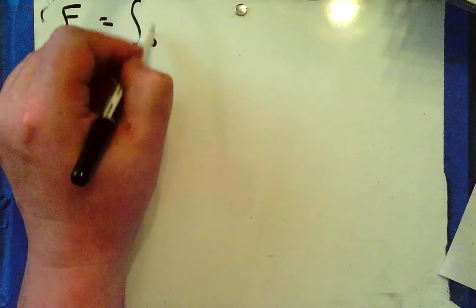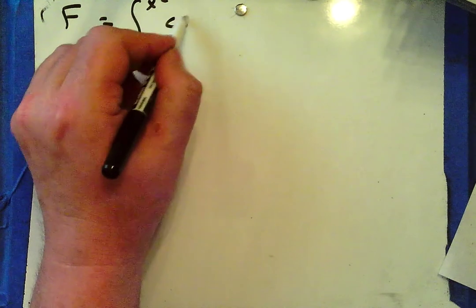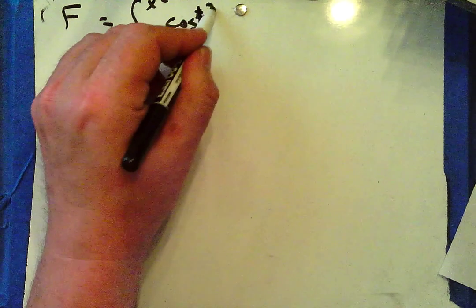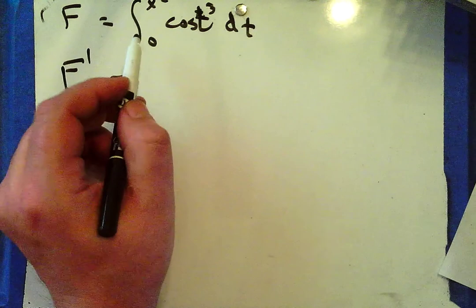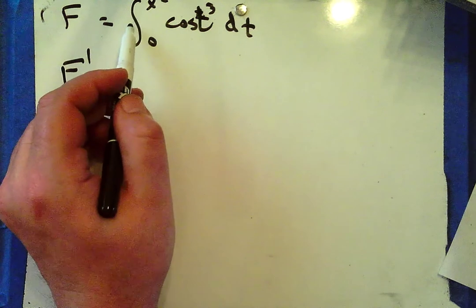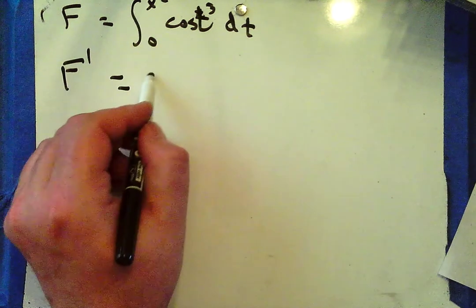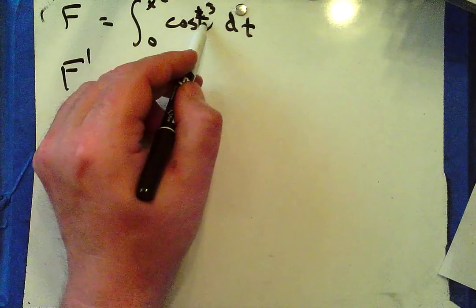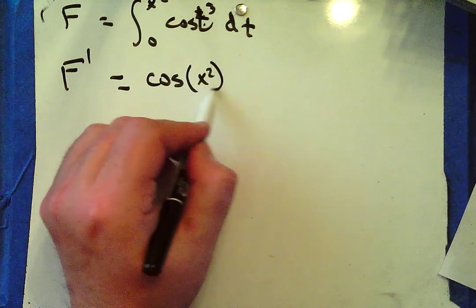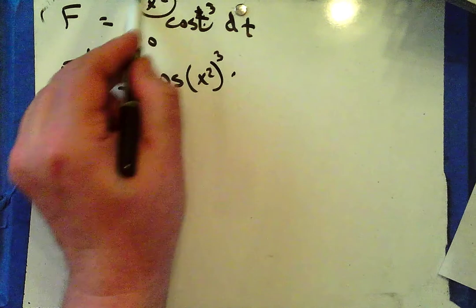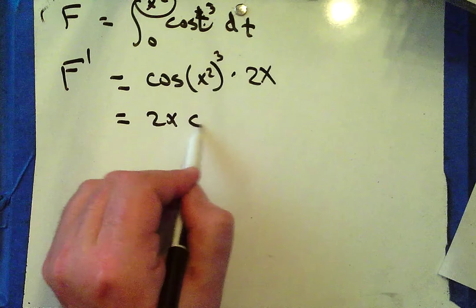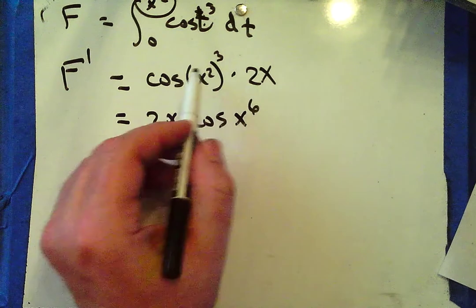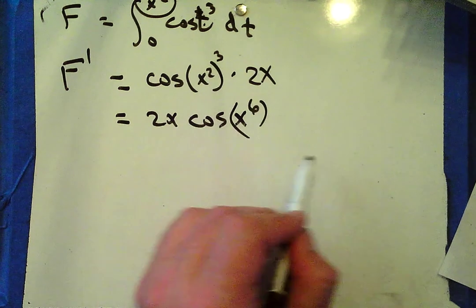25 says big F is the integral from 0 to x squared of cosine t to the third dt. Then big F prime, so this is an FTC1 question. You want to take the derivative of this integral. Derivative undoes integral. Cosine, this goes in there. X squared to the third. Don't forget times the derivative of that inside function. And so I get 2x cosine x to the sixth.